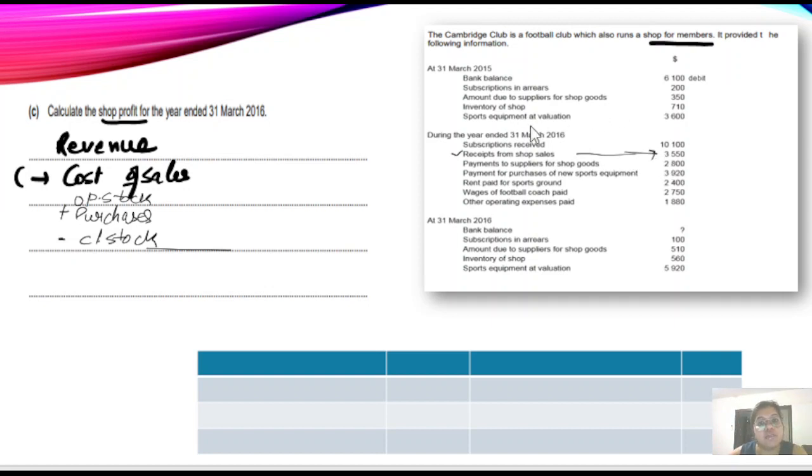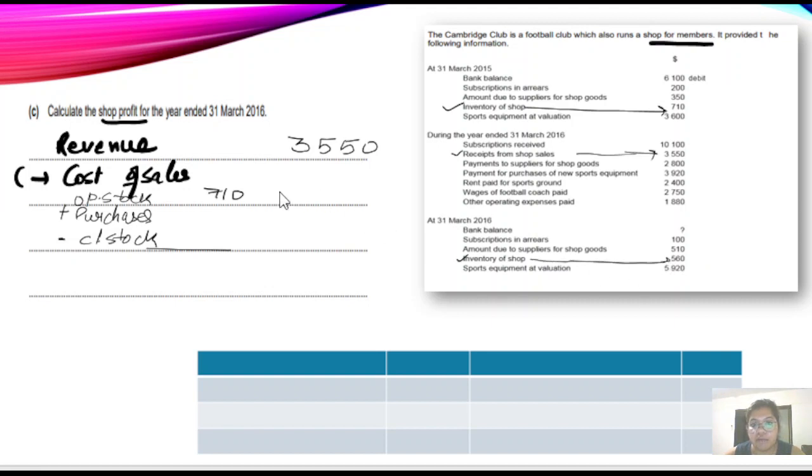Receipt from shop sales means after selling in the shop, whatever receipt you are having, that is your revenue. Okay, it means sales, so the sales is 3550. So how are you going to calculate the cost of sales? For that you need to know the opening value or opening inventory of the shop, that is given to you, that is 710, so you can write 710, and the closing value, that is 560.